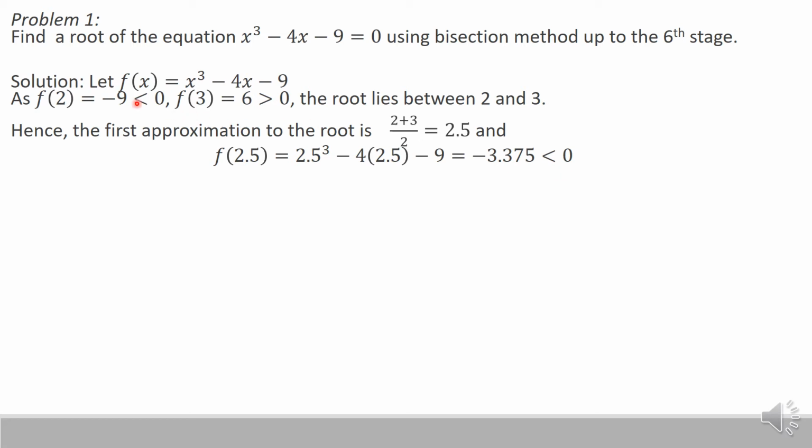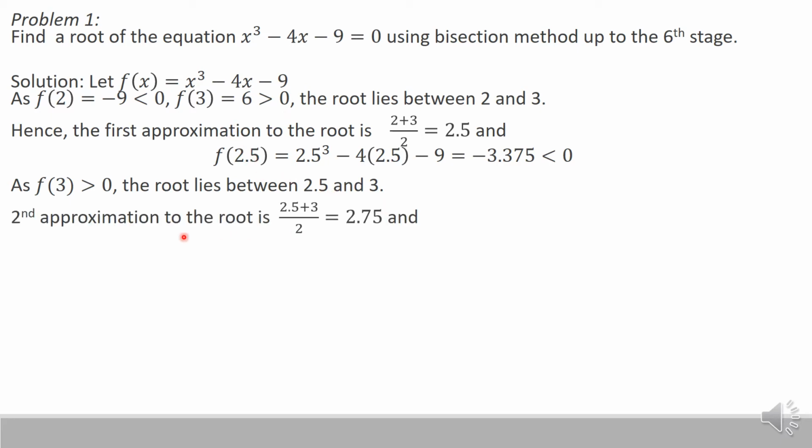So remember, f of 2 is negative, 2.5 is negative and 3 is positive. So what does it mean? It means that the root will lie between 2.5 and 3. So we will proceed further. So second approximation to the root will be 2.5 plus 3 by 2, which is equal to 2.75. So find the value of f at 2.75.